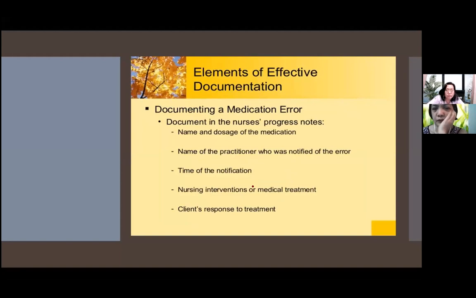Then document a medication error. So again, paano sabi natin? You put an underline, then put your initial and then your time and date. Okay? So document in nurse's progress notes, name and dosage of the medication, name of the practitioner who was notified the error, time of notification, nursing interventions or medical treatment, and client response to treatment. So very important na you're going to document and you're going to inform the charge nurse or the one that is in charge of you.